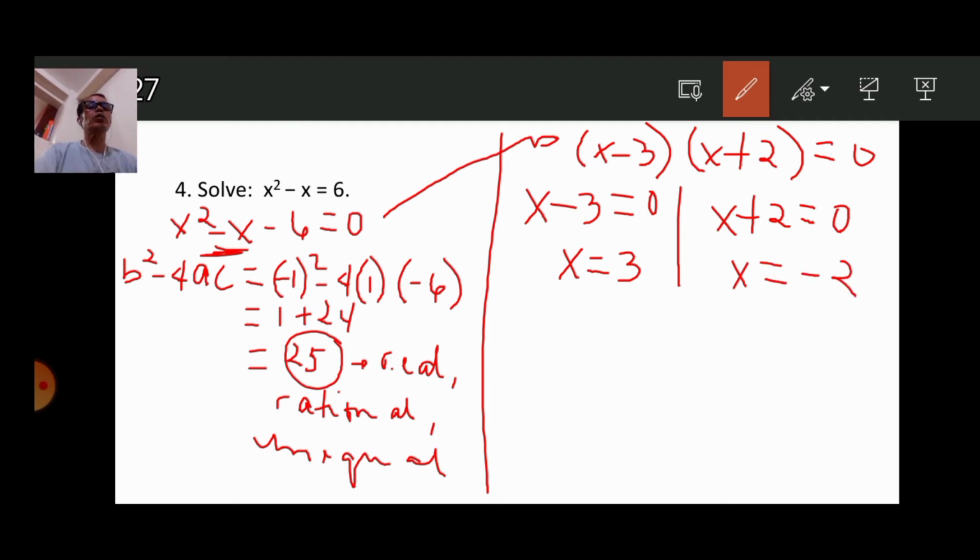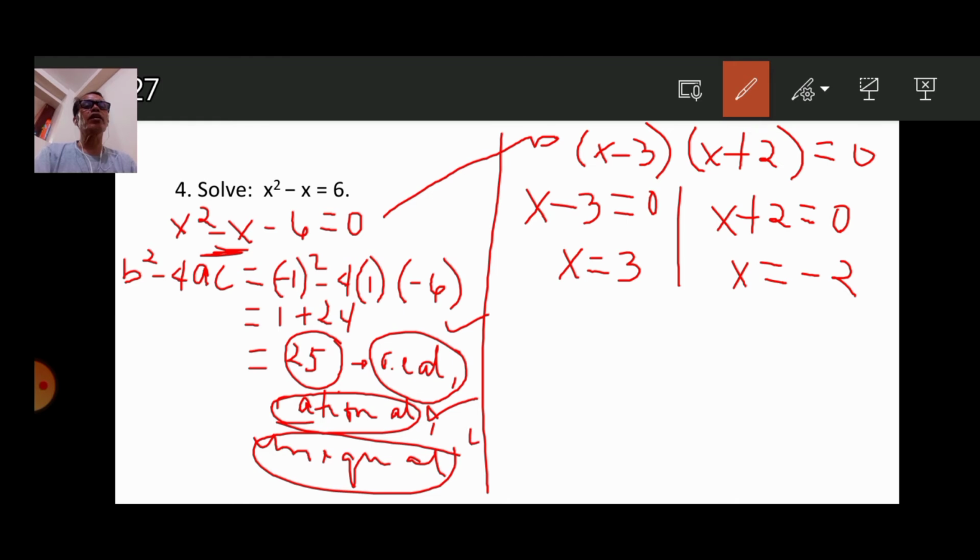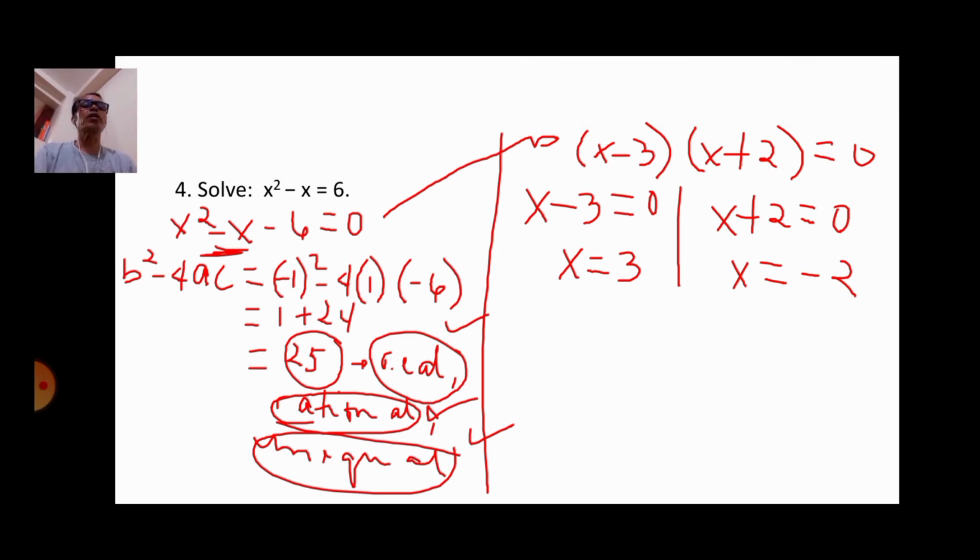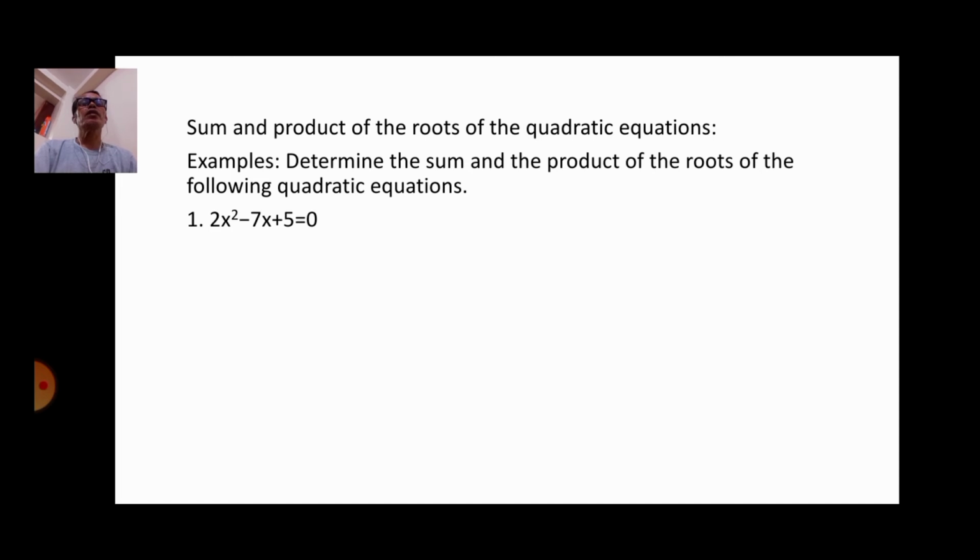Okay, we are going to check. 3 and negative 2 are real numbers. Yes, check. 3 and negative 2 are rational numbers. Yes, check. 3 is not equal to negative 2. Yes, check. So therefore, the descriptions of the roots of the quadratic equation using the discriminant are correct. Okay?